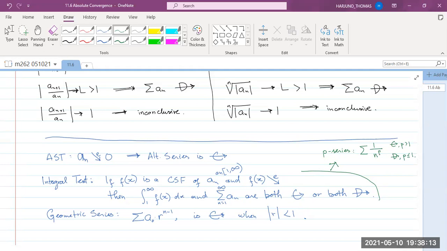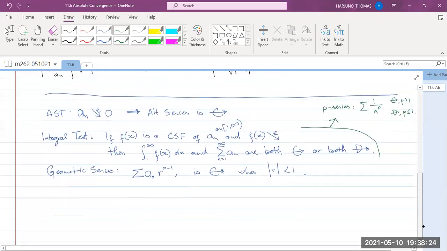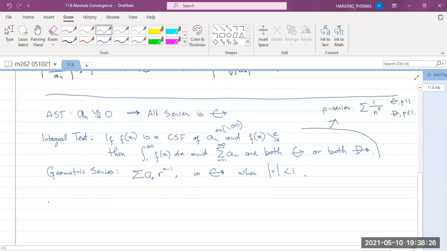I think that's all. Is there anything else I forgot? I think you're missing the divergence test, the comparison test, and the limit comparison test, or the absolute convergence. Oh yeah, that's right. The divergence test, okay, I'll write it down. Test for divergence: if A sub n does not converge to 0, then the series is divergent.